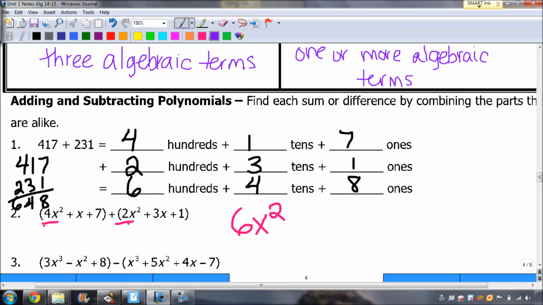Okay, and then I'm going to add this x to this 3x because those are like terms. So I end up getting 4x. And then I'm going to add this 7 to this 1, and I get 8, because again, those are like terms. So really, you do this all the time.